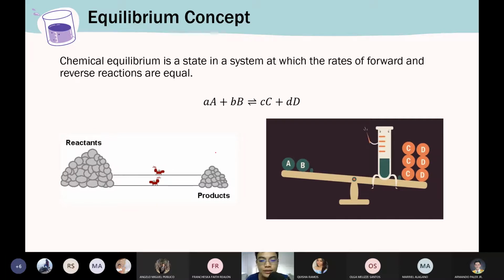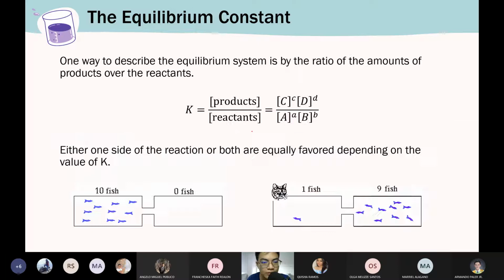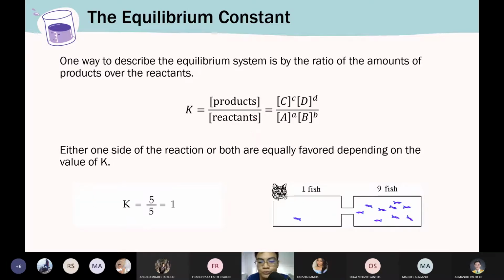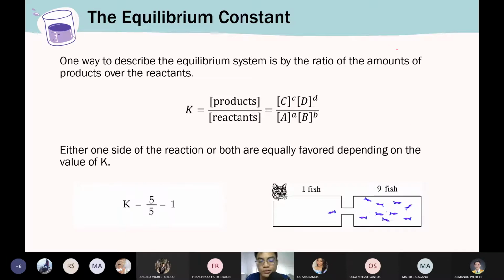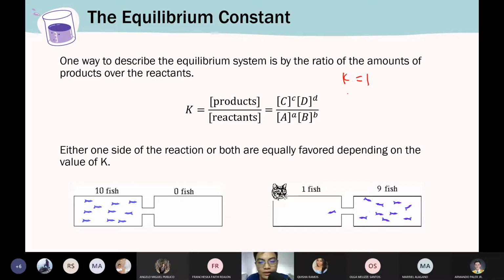Is it always equal? Not really. And typically, chemical equilibria are expressed in an equilibrium constant. It is best described by the equilibrium constant, where the concentration of products is divided by the concentration of the reactants. And depending on the K value, it has different interpretations, right?